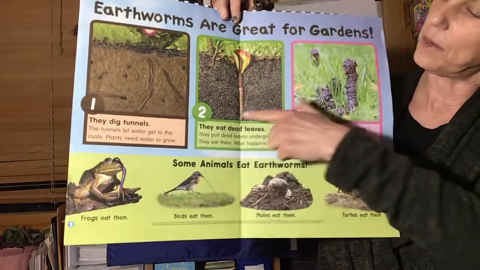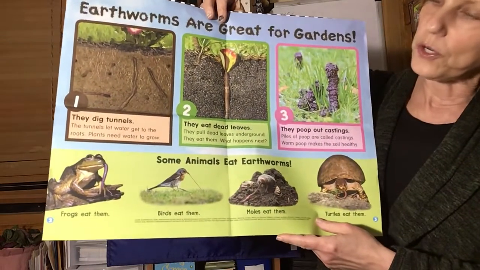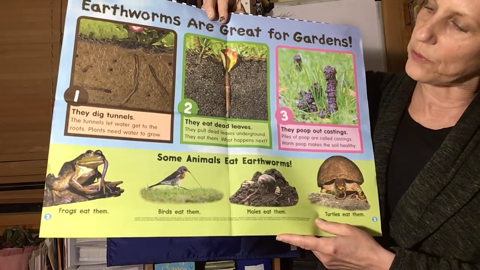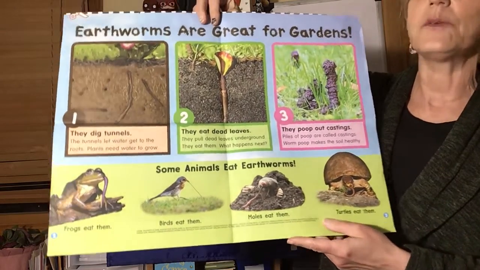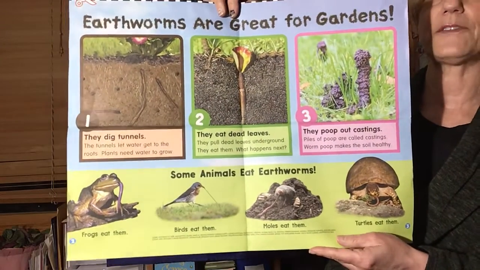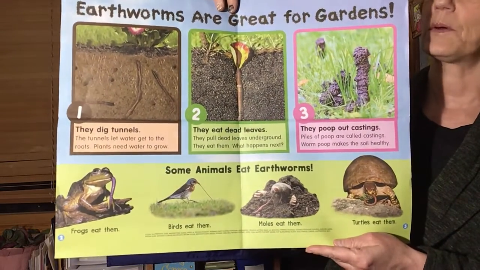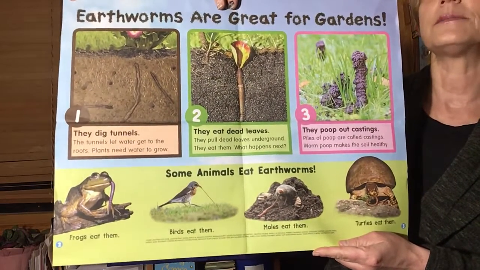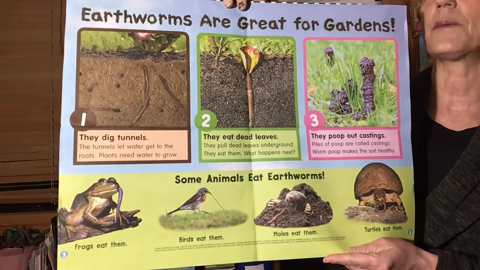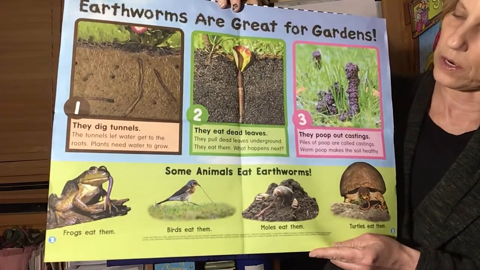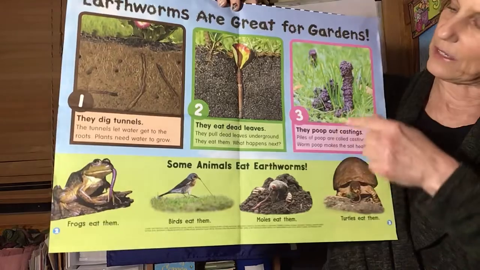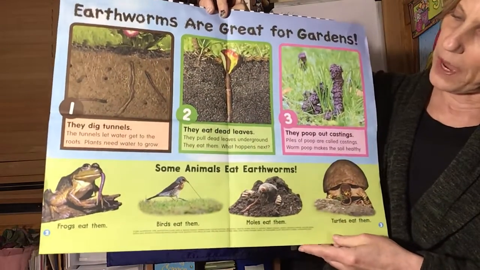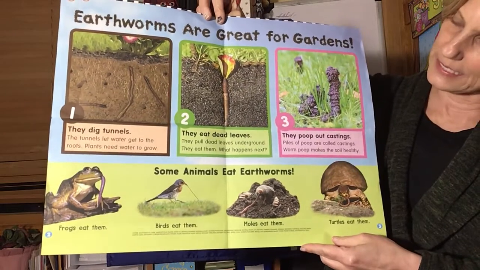Okay, here we are. Number two, the worms eat dead leaves. So they pull the dead leaves underground, they eat them, and what do you think happens next after they eat them? Oh, that's right. Number three, they poop it out. Okay, we can talk about this now because we're talking about earthworms and how important they are. And that's called a casting. Look at it. It almost looks like a castle. It's very high. Piles of poop are called castings.